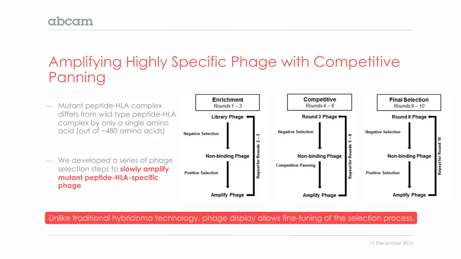So what you'll notice about this process is that unlike traditional hybridoma technology, phage display really allows you to fine-tune the selection process. With hybridoma technology, there really wouldn't be an easy way to do negative selection and positive selection in vivo.